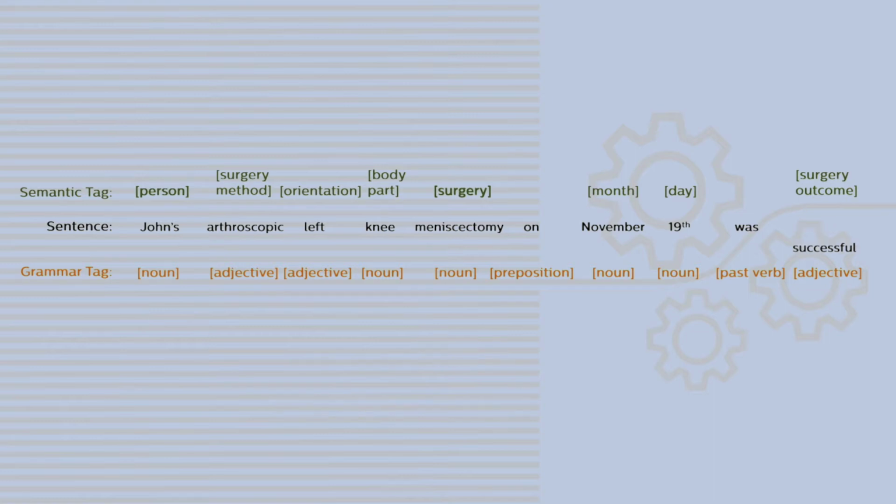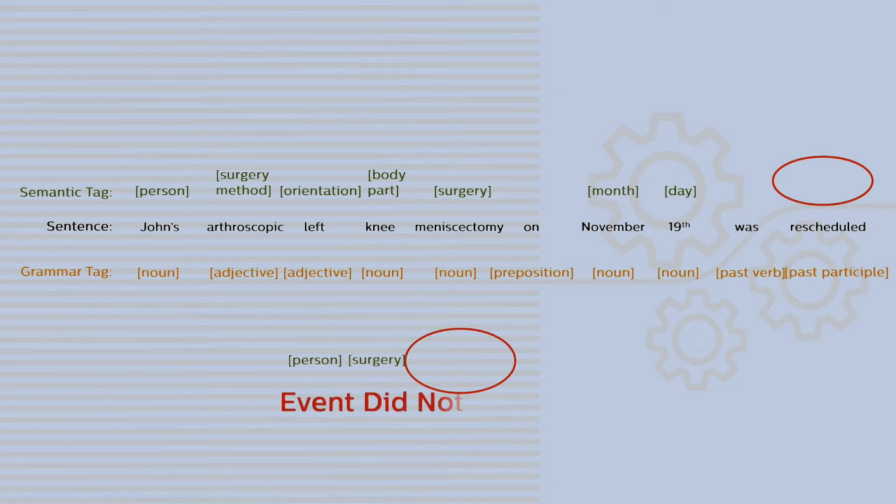On the other hand, let's replace successful with rescheduled. Remember, as a user, I control the words that go into my semantic categories. I know that rescheduled is not a surgery outcome. Thus, this sentence can no longer be identified as an event that happened.